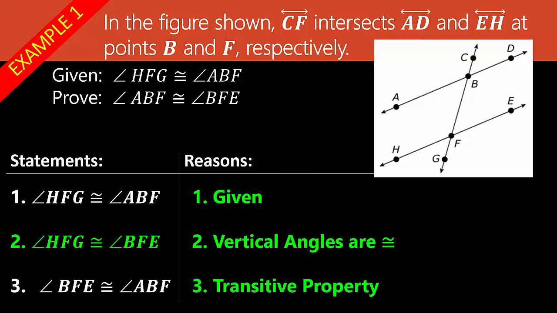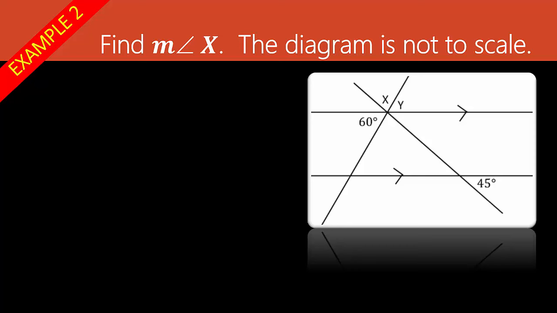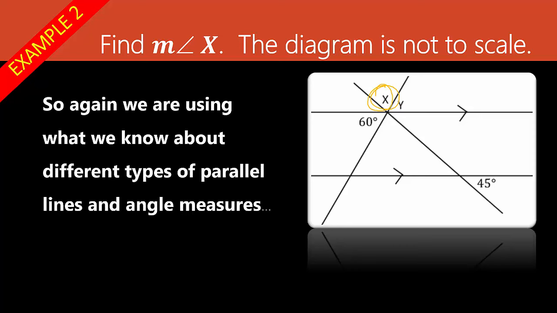All right, next example. We need to find the measure of angle x. So this is what we're trying to find the measure of. Please note that the diagram is not to scale. So again, we're using what we know about the different types of parallel lines, and we know they're parallel because they have this marking on there. So these lines are parallel, and we're going to take what we know about angle measures there.